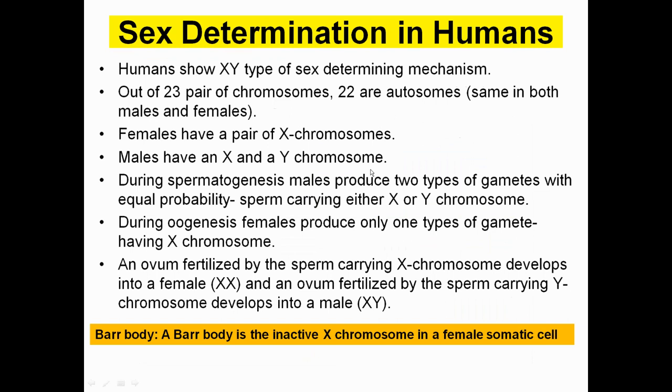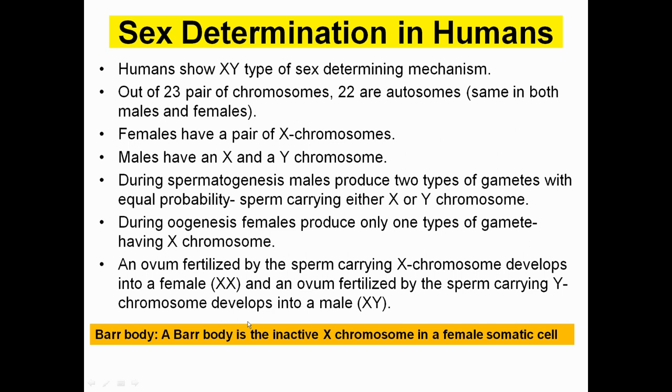Now comes the sex determination in human. This is quite easy. We have the XY type of sex determination mechanism. Out of 23 pairs of chromosomes, we have 22 autosomes and one pair that is the sex chromosome. Females have XX chromosomes, and male heterogamety is prevalent. So males are going to produce two types of gametes.